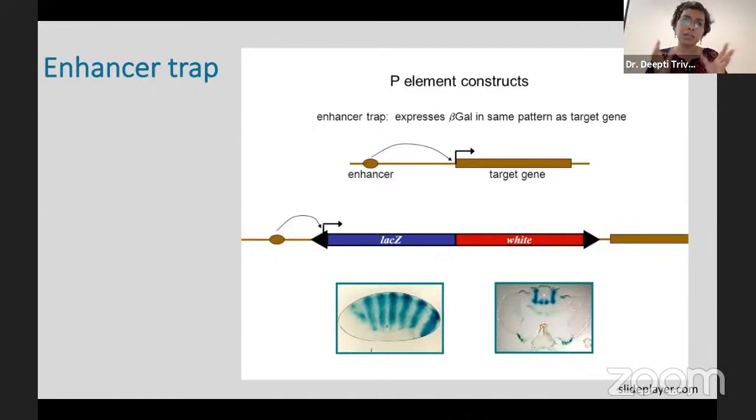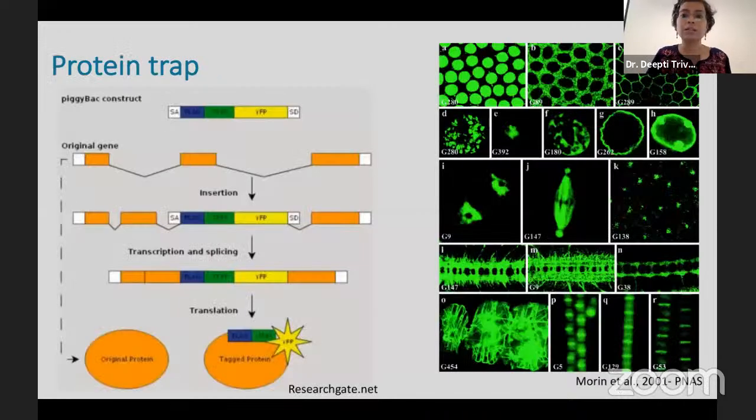So not just particular tissue, which is what the enhancer trap does, where you can see the expression of a gene, but you can also make something called protein traps. In protein traps, again the insertion of the P element is random, but instead of inserting itself between the enhancer and the gene, the insertion can happen within the gene.